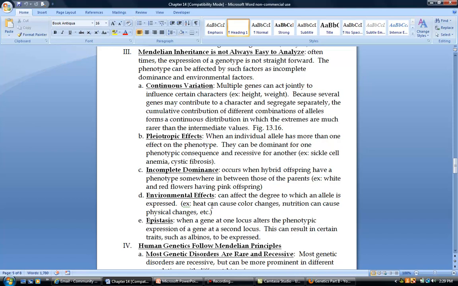I could be another example. I have dark brown hair as my hair color, but I dye it blonde, right? That's an environmental effect that I'm doing to it. It'll grow back brown, but you know. So those are going to be environmental.